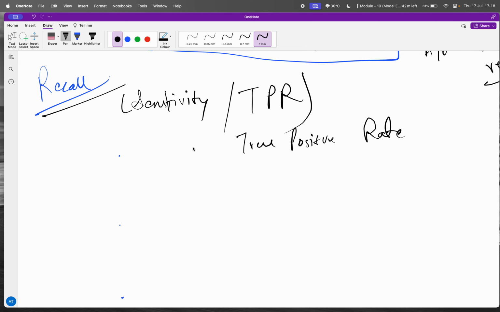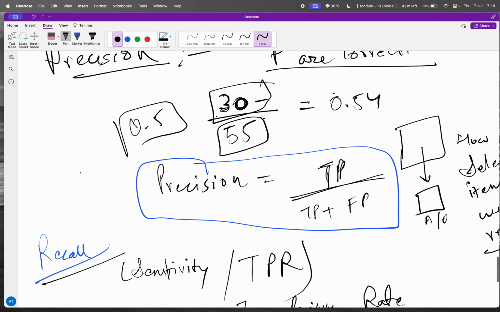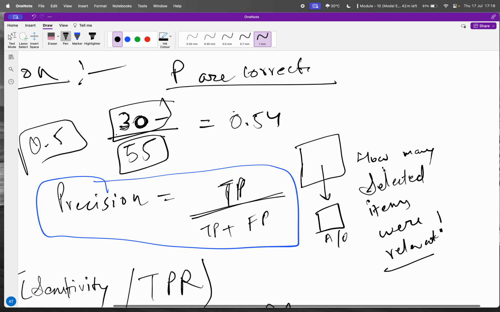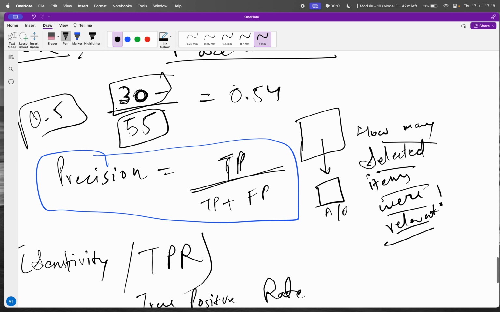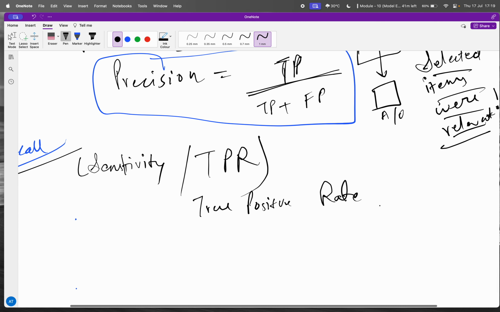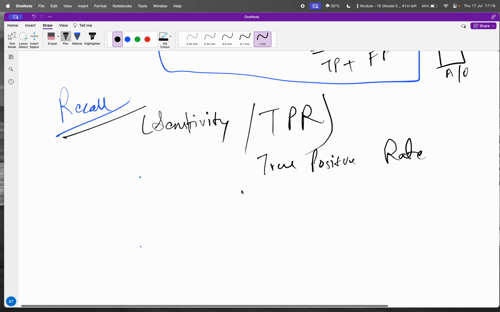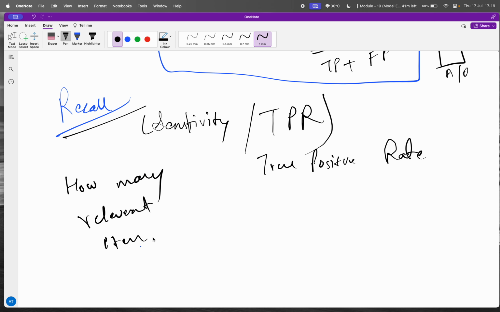What recall means exactly? See, over here we are checking how many selected items were relevant. Means we have first selected, then we are checking for the relevant, right? And over here we just do vice versa of that. Here we check how many relevant items were selected. The basic layman language I'm telling.